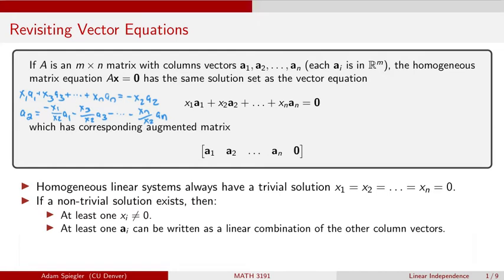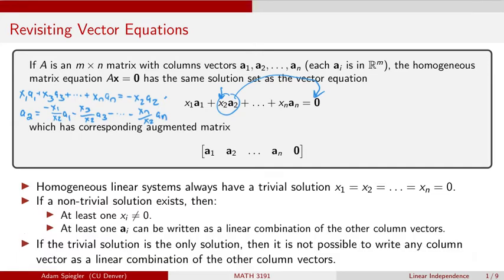What I've shown above is that, without loss of generality, if we assume that x2 is not equal to 0, then we can subtract the other terms from both sides, and divide both sides by x2 because we've assumed it is not 0. Now we have column vector a2 expressed as a linear combination of the other column vectors. On the other hand, if the trivial solution is the only solution to this homogeneous matrix equation, that implies it is not possible to take any one of the column vectors of matrix A and write it as a linear combination of the other column vectors.